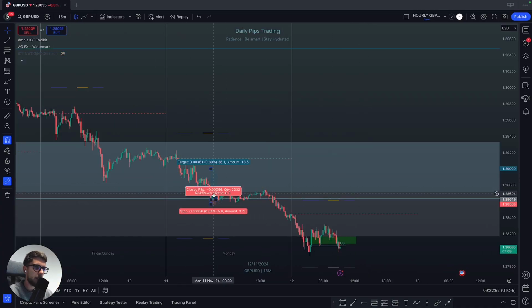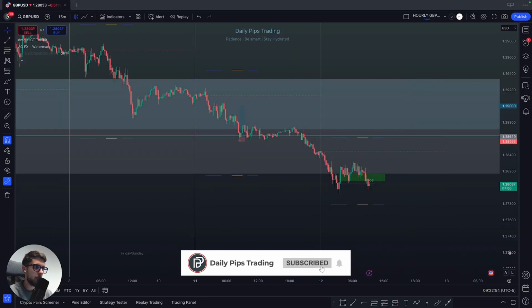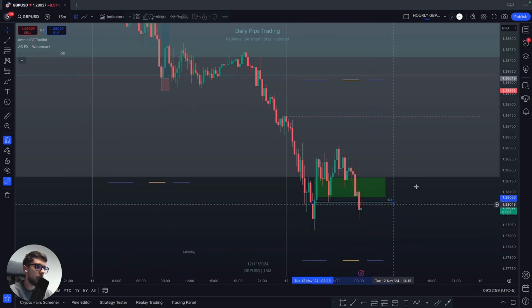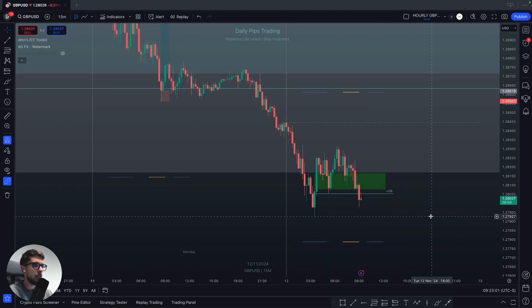GBP USD. We attempted buys yesterday, profited from it a little bit. We attempted buys today. I got stopped at break even. And this is exactly why I say I don't know if this is a bottom yet, even though I would love it to be. We're trading below midnight open as well.